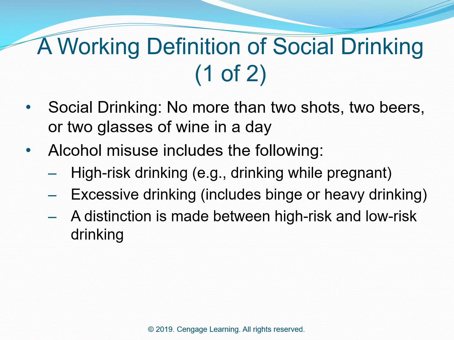A working definition of social drinking, one of two. Social drinking is no more than 2 shots, 2 beers, or 2 glasses of wine in a day. Alcohol misuse includes high-risk drinking, for example drinking while pregnant. Excessive drinking includes binge or heavy drinking. A distinction is made between high-risk and low-risk drinking.